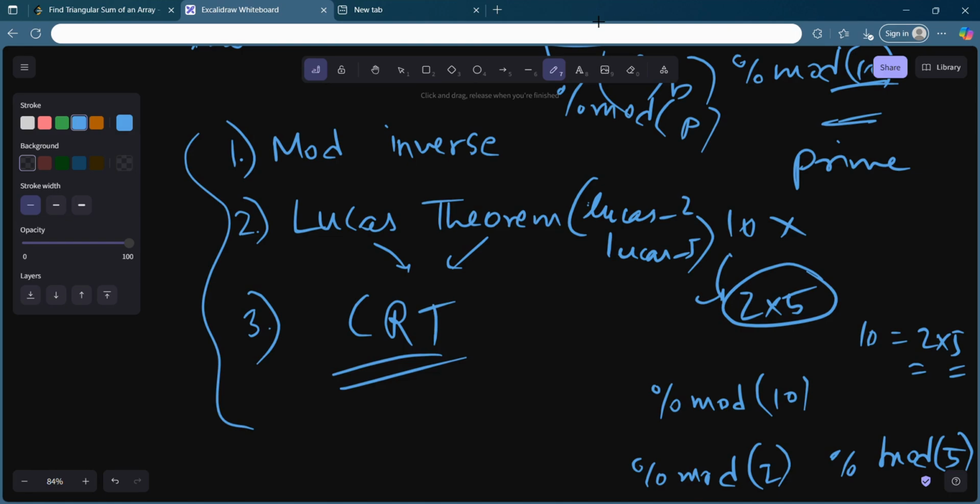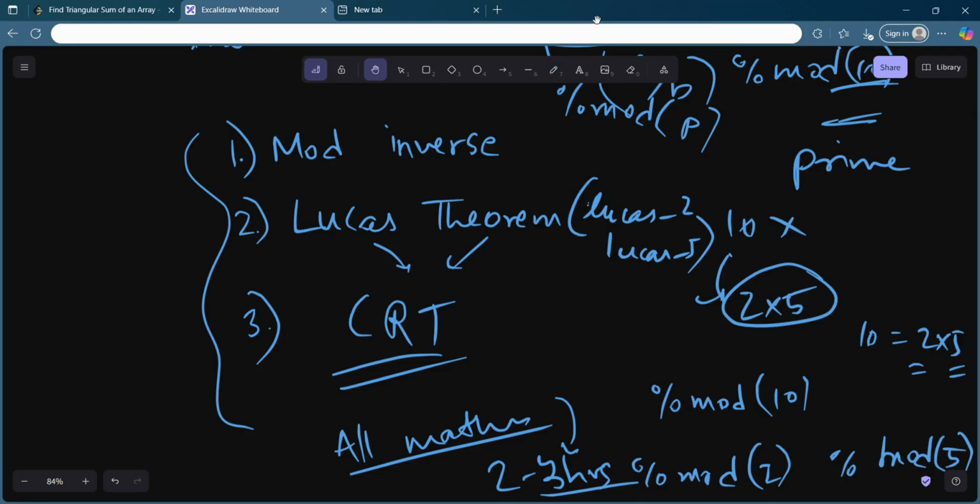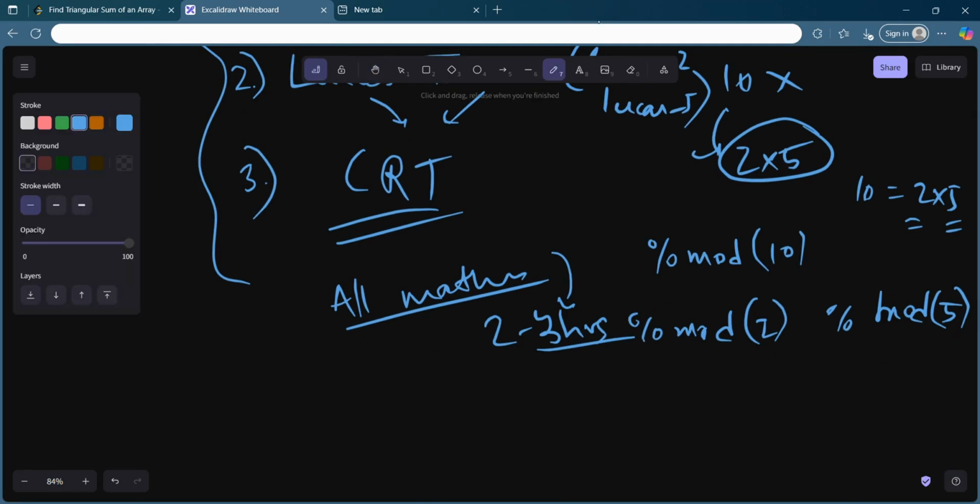Again, if I try to explain the whole of the mathematics behind it, even if I directly state some theorem, you will ask me what the proof behind this is. If I try to make a video which covers all of this mathematics and the whole implementation, it will be at least a 2 to 3 hour video, if from scratch I show you the proof of Lucas theorem, Chinese remainder theorem, and implement this.